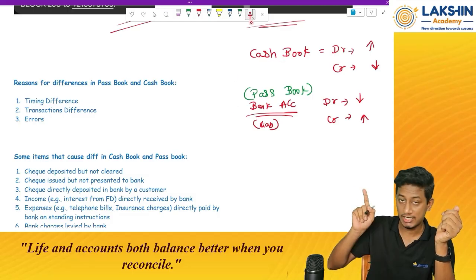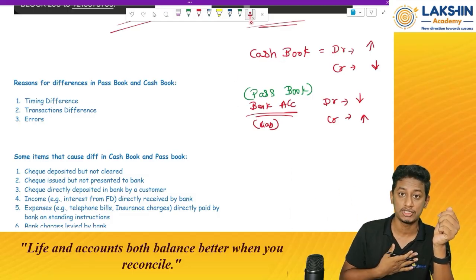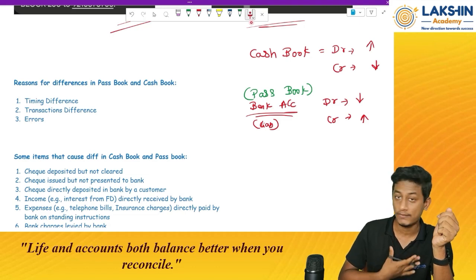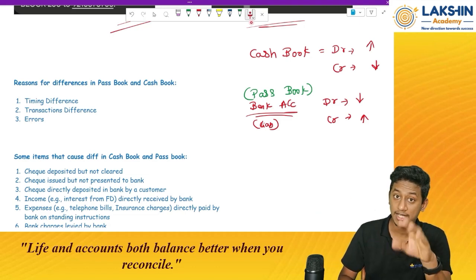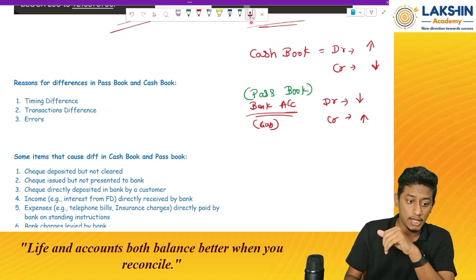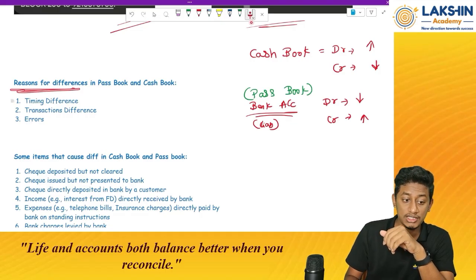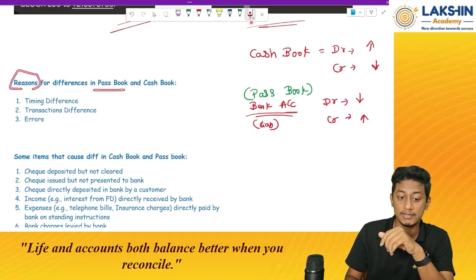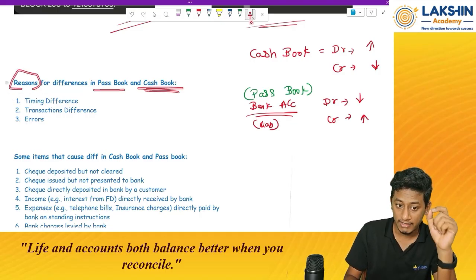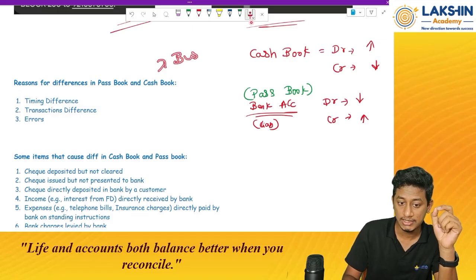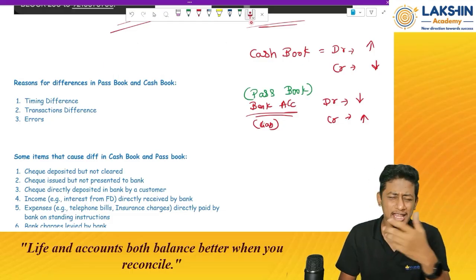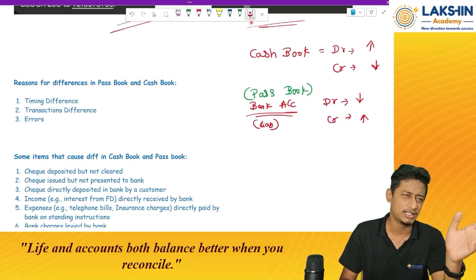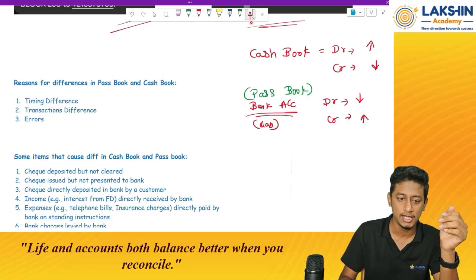Why? Because whatever entries are debited in my books of accounts will be credited in the passbook. But sometimes this might not happen. There might be some differences. Now, what are the reasons for the differences in the passbook and the cash book? Whenever I say cash book, it means my business. And whenever I say passbook, it means the bank, be it SBI Bank, Syndicate Bank, Canara Bank, or whatever the bank might be. Syndicate Bank is merged right now, but still.